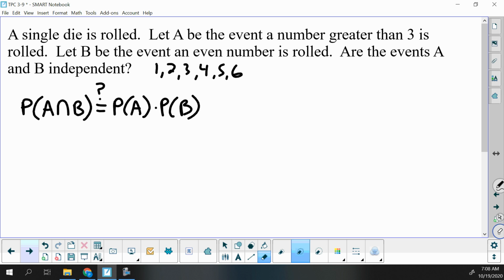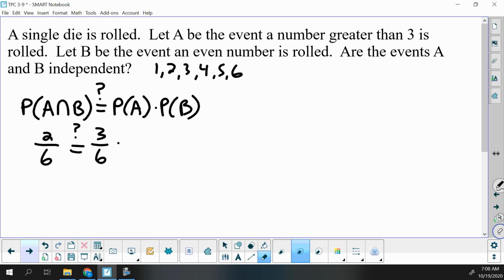So probability of A and B, that would mean we want it to be both greater than 3 and even at the same time. So we need to look at our list and see how many are greater than 3 and also even. Well, that should just be the 4 and the 6. So that's 2 out of 6 total. Probability of A. They told us A was a number greater than 3. So we look at our list, see how many numbers are greater than 3. Well, there's 3 out of 6.